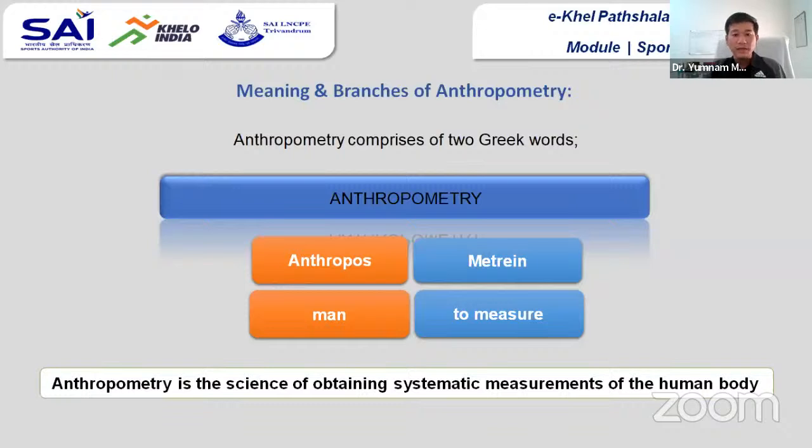So it's very simple. Anthropos means man, metron means measurement. So it's all about the measurement of man.